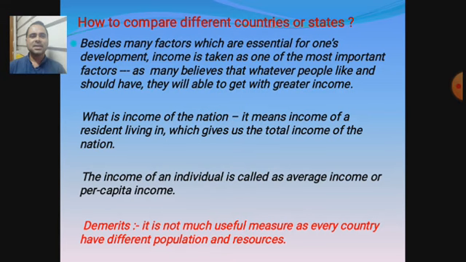Then what is the income of a nation? When we talk about the income of a nation, it means we are directly or indirectly talking about the income of a resident living in that nation, or the income of a person living in this nation, which gives us the total income of the nation.